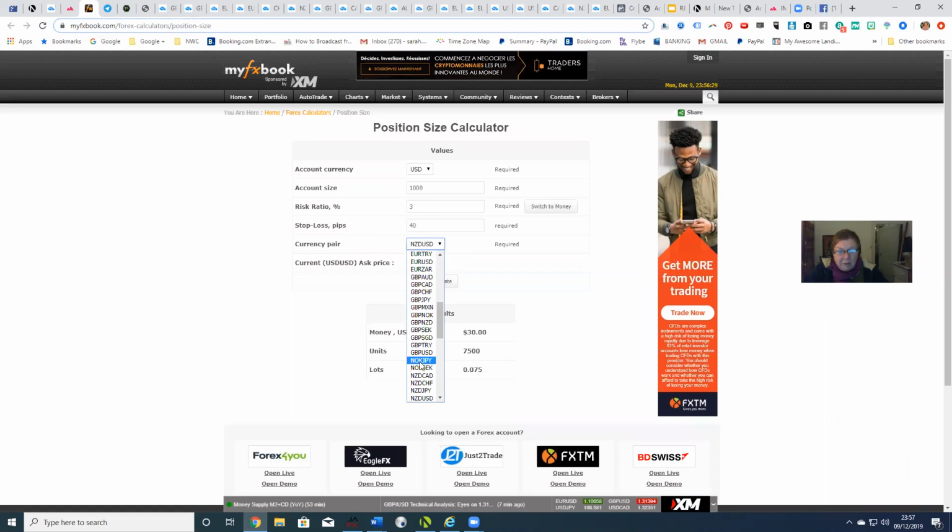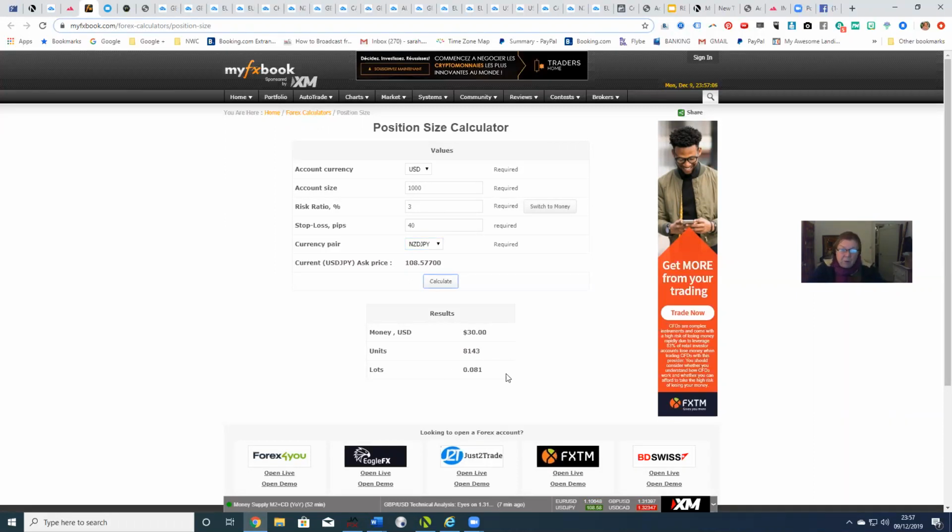NZD JPY there. Do the same calculation. 6242, that's exactly 40 pips, so we're correct there on a 3%. Calculate. Now that's telling us we need to have a lot size of 0.08, and that's because of the reduced value of the NZD, the New Zealand dollar, against the US dollar. You need more of them to make up the equivalent. You know what I mean?